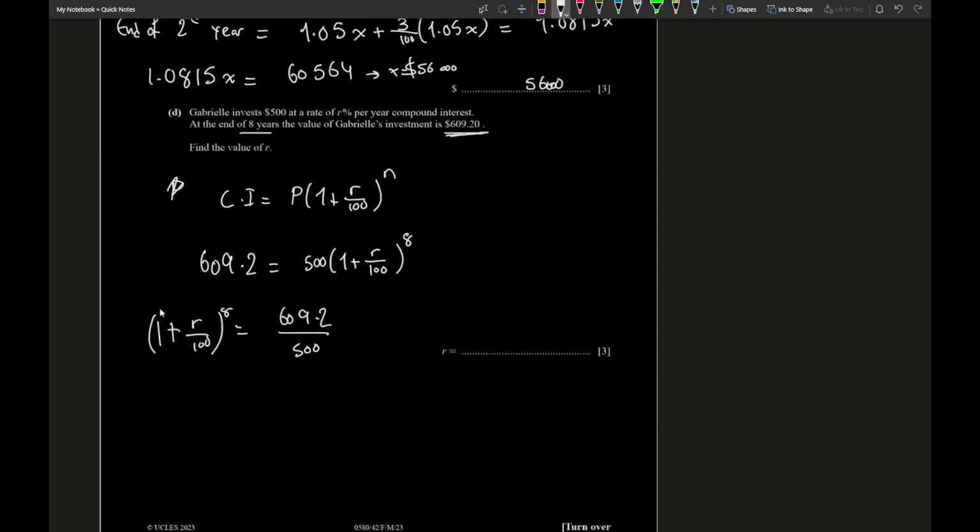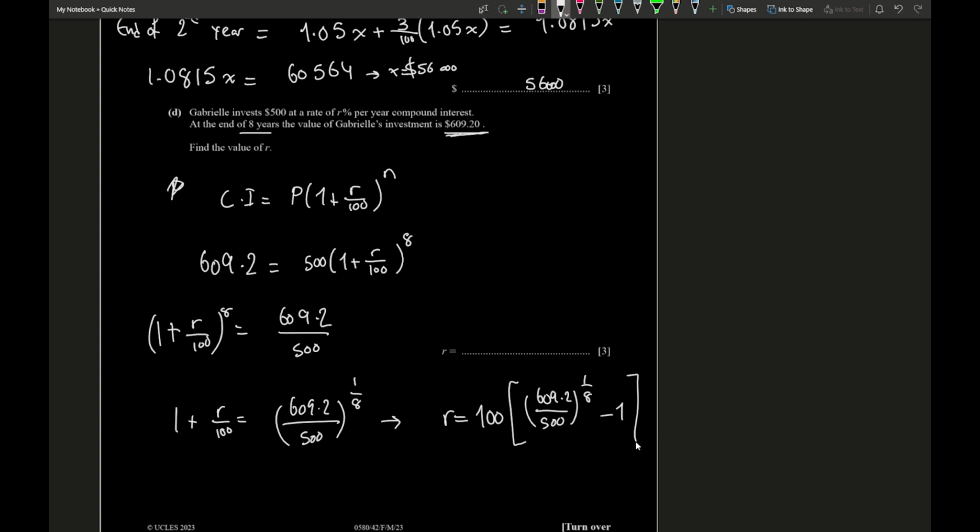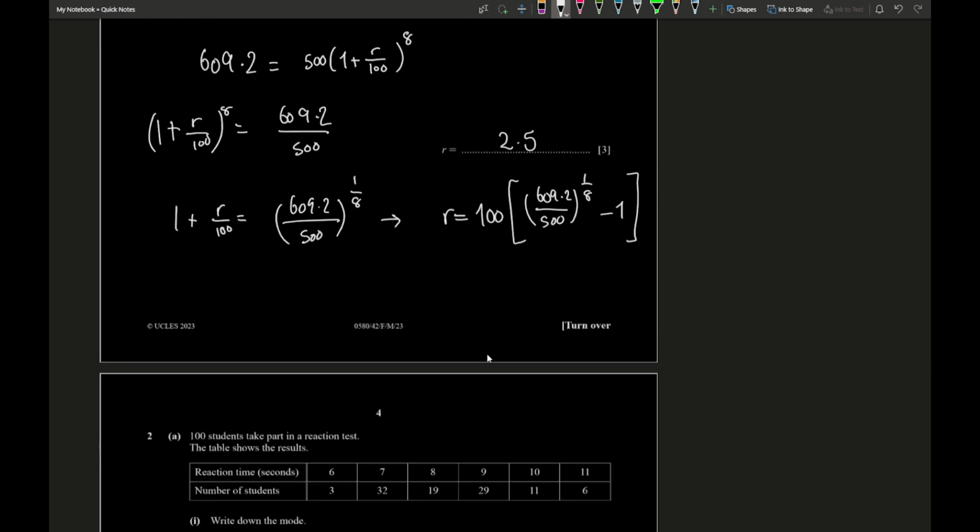And then raise both sides to the power of 1 over 8. So 1 plus r over 100 is equal to 609.2 divided by 500, power of 1 over 8. And then to find r, you just subtract 1 and then times 100 from both sides. So r is going to be equal to, it should look something like this, 609.2 divided by 500 raised to the power of 1 over 8 minus 1. And put that on your calculator and you should end up with r being equal to 2.5. Okay. Next question.